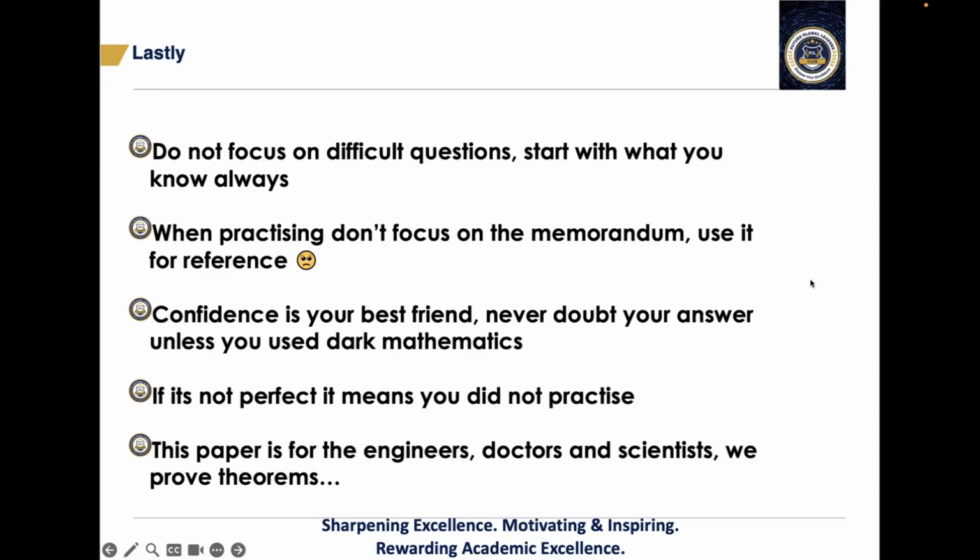So you can simply start with 8.1 as your first question, identifying that the angle at the center is 2 times the angle at the circumference. The more you are able to answer questions, the more you will be able to answer more questions. So start with what you know and do not focus on difficult questions.